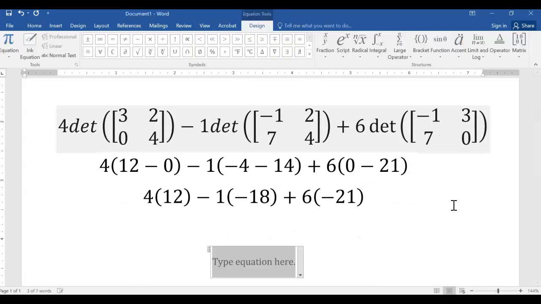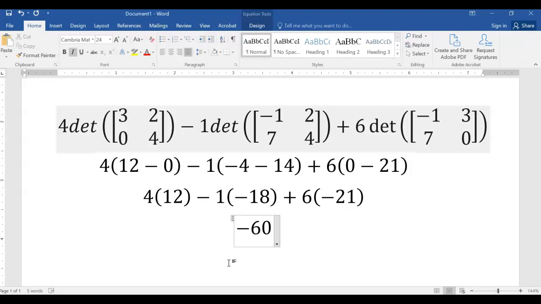It's a pretty large, cumbersome determinant, but that's the determinant. So in short, the determinant is a negative 60. So I believe, again, unless I've done a silly calculation mistake, I think I get a negative 60 as my determinant. Okay, so that's how we can find the determinant of a general 3 by 3 matrix.